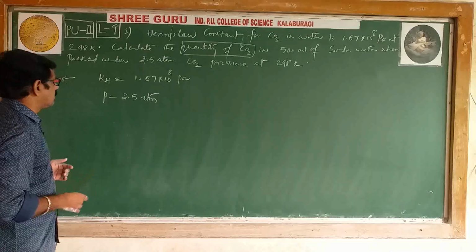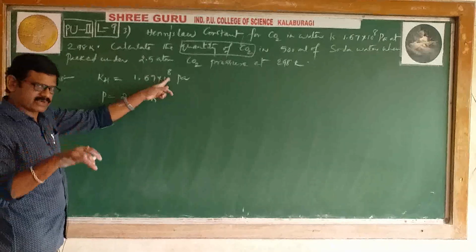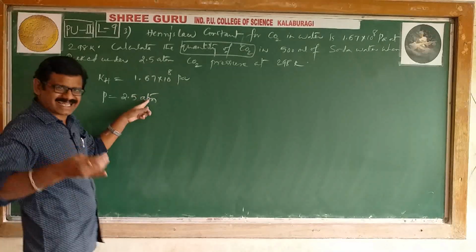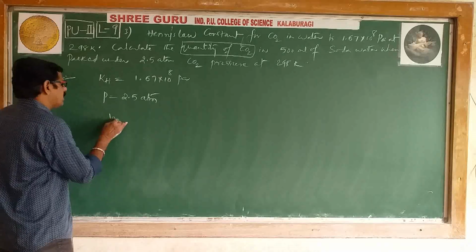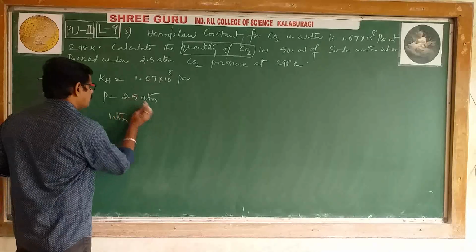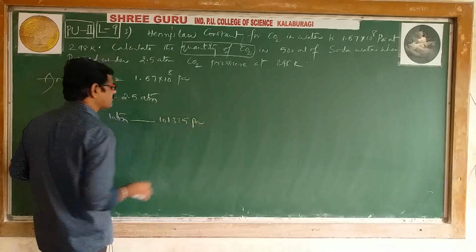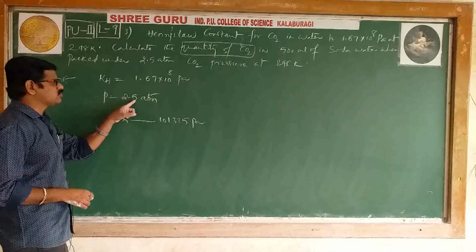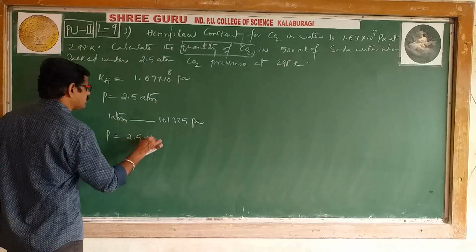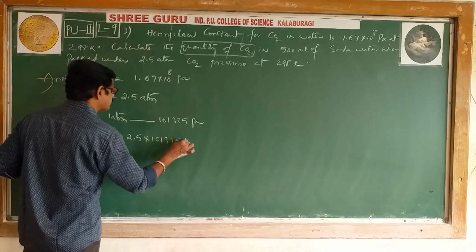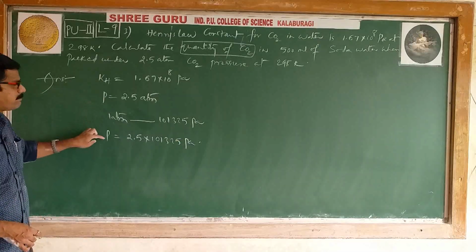See here. Now here Pascal, here atmosphere. Both units are different. That's what I am doing now. This atmosphere I am trying to convert into Pascal. That's why we have the conversion: 1 atmosphere is equal to 101.325 kilopascal. Now we have 2.5 atmospheres. Therefore P is equal to 2.5 into 101.325 Pascal. Then KH is there, P is there.